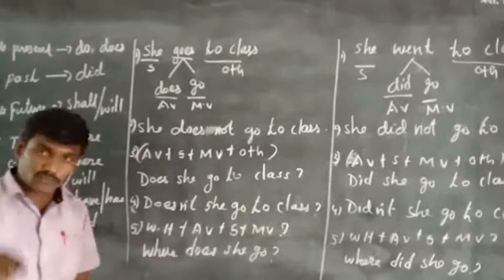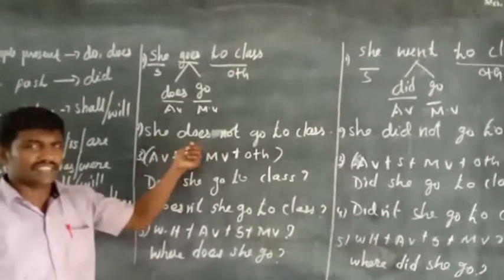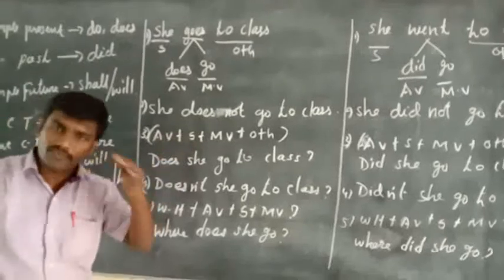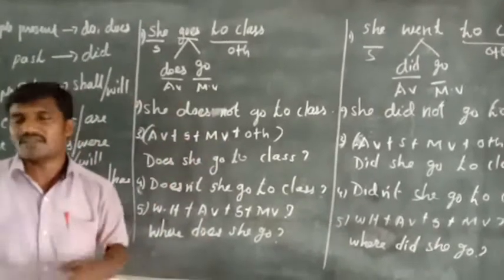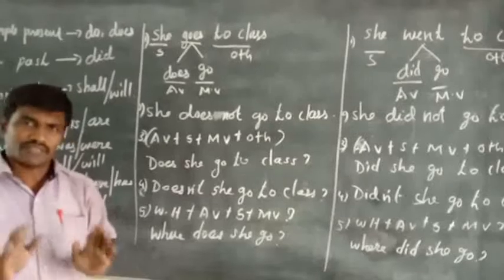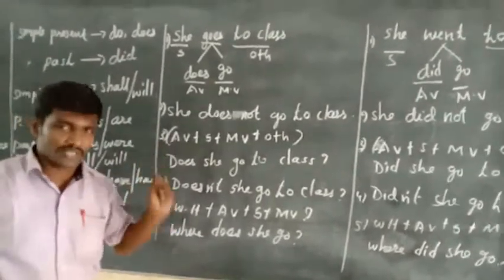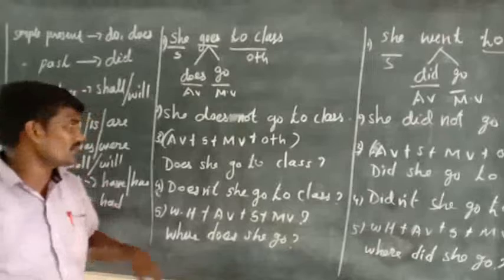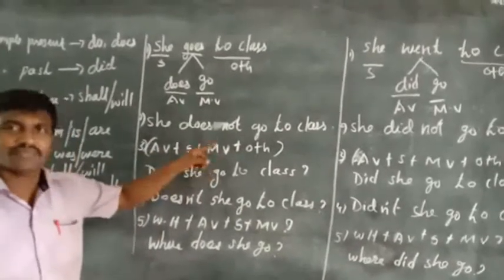So when you want to use the negative form in a sentence, we have to bring the auxiliary verb. After the auxiliary verb, we have to use the negative form in a sentence, present or past or future, whatever tense you use. Okay. Fine. So how to frame the yes or no type? I am going to give you a formula. Auxiliary verb, subject, main verb, then others.